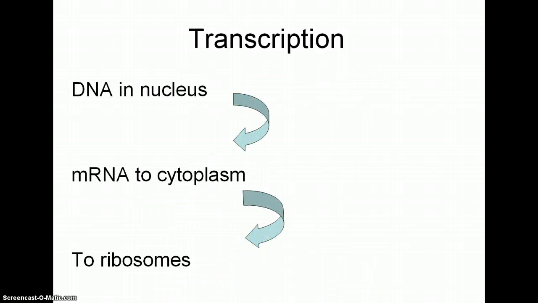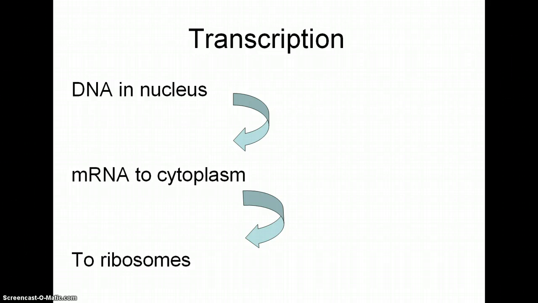So messenger RNA is how the DNA code gets from the nucleus of the cell into the cytoplasm. Once in the cytoplasm, the messenger RNA makes its way to the ribosomes on the rough ER. In a sense, the DNA hands off its message to a strand of messenger RNA.